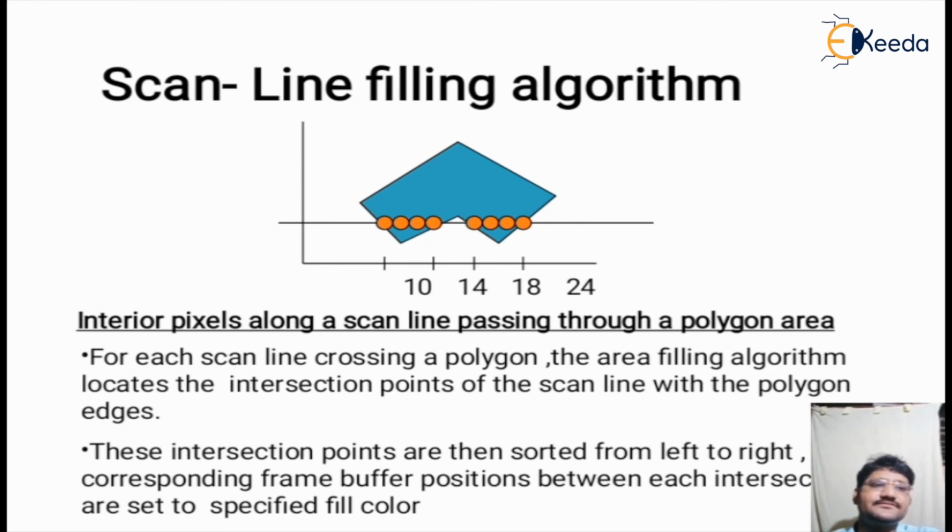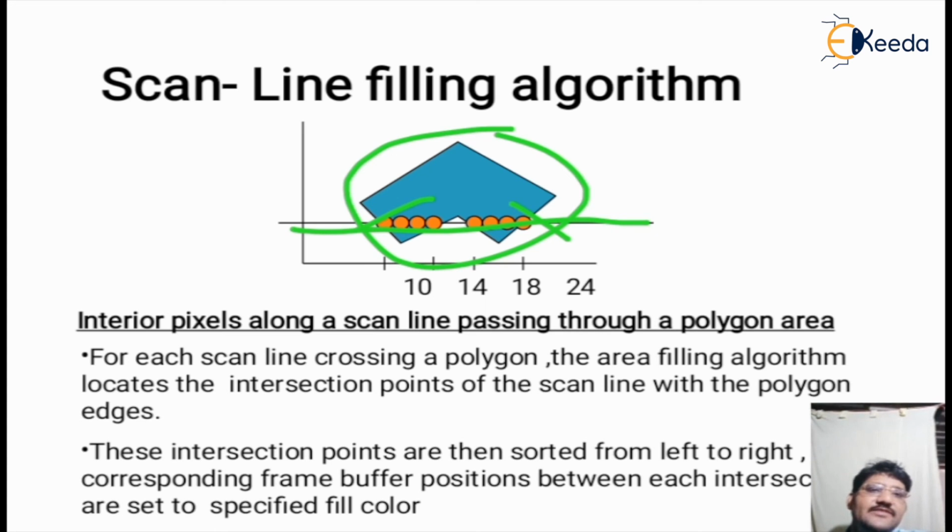For example, in the diagram we can see that to fill this polygon, first we draw a scan line. This scan line intersects the polygon edges. Then all intersection points are sorted in increasing order according to X position. These intersection points are sorted from left to right, and the corresponding frame buffer positions between each pair of intersections are set to the specified or desired fill color.